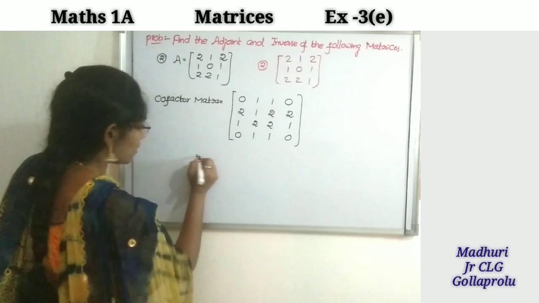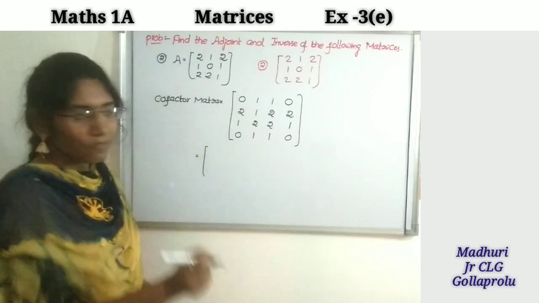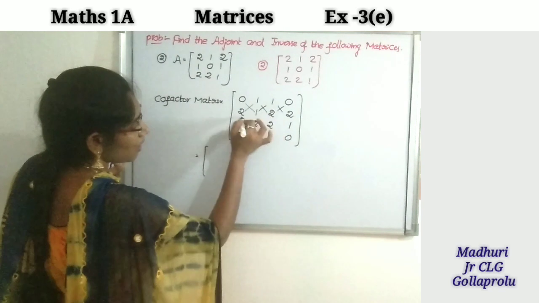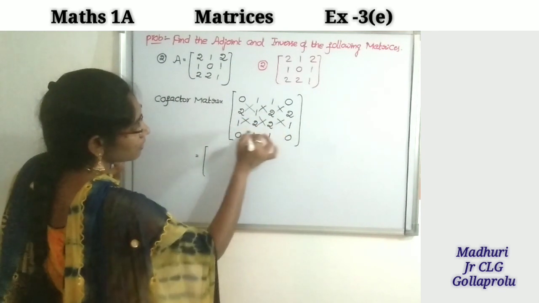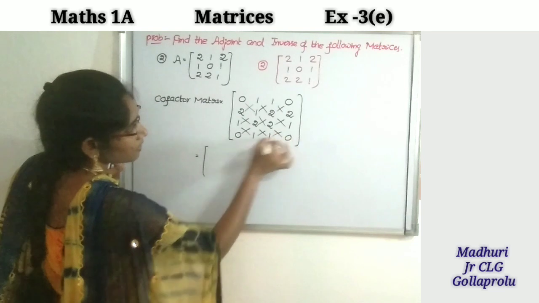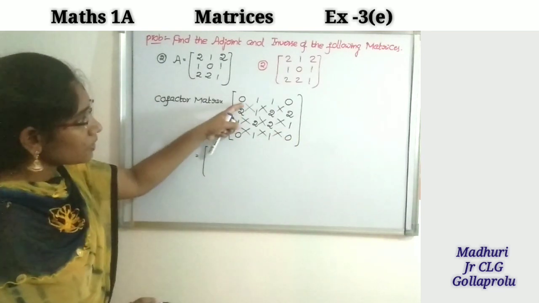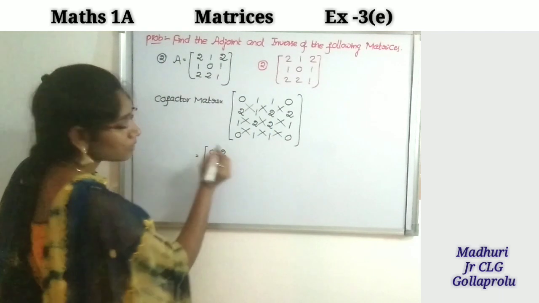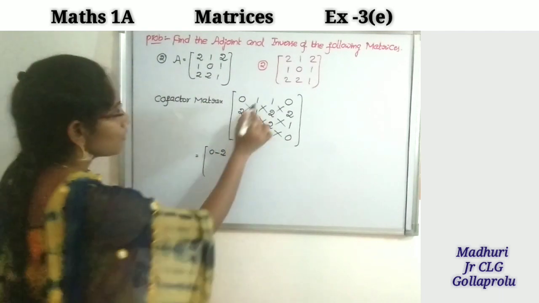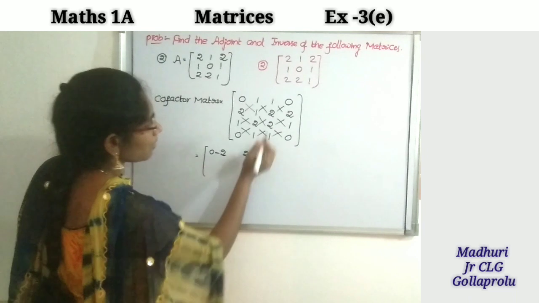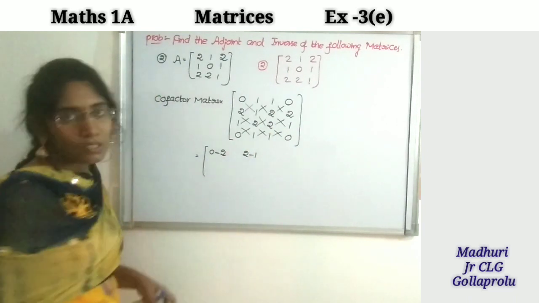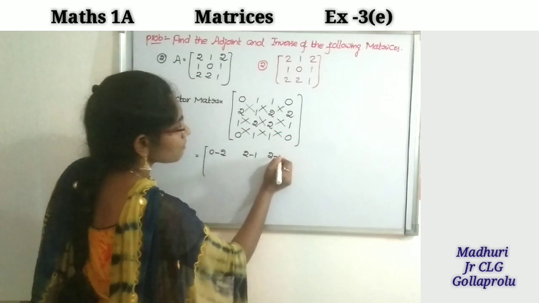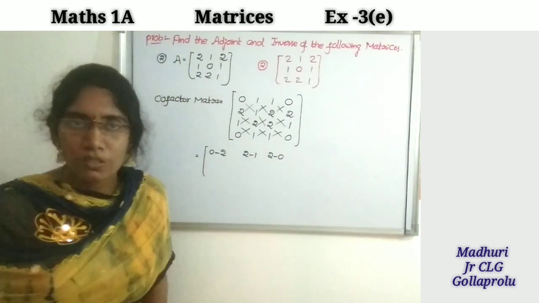Now this is equal to, taking the det values. To take the det of these two, I am taking the integers here like that. See, 0 into 1, 0, minus 1 into 2, 2. That is the first element. 1 into 2, 2, minus 1 into 1, 1. That is the second element. 1 into 2, 2, minus 1 into 0, 0. That is the third element.